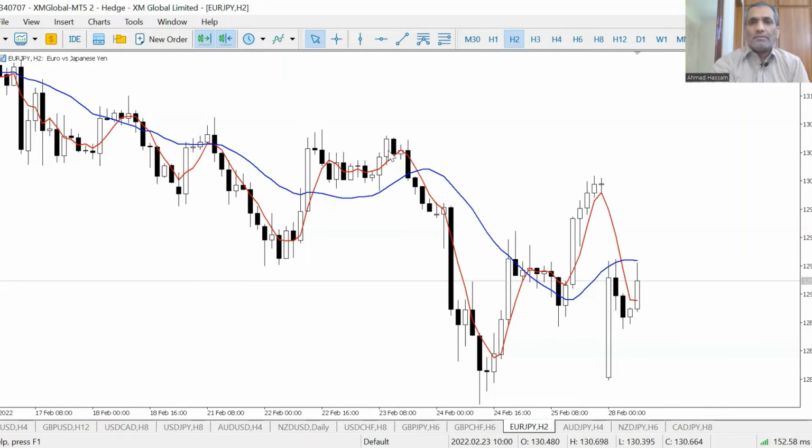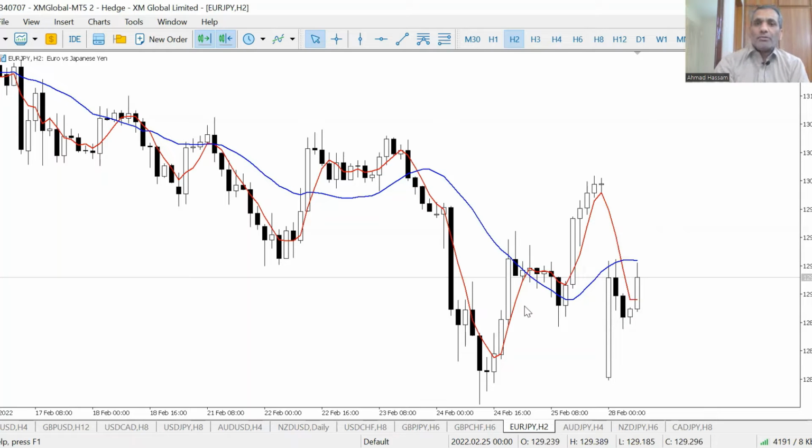This is the H2 chart, 2-hour chart. You see, first market went down 300 pips, then it went up 200 pips, and then today it has opened up a 200 pip huge gap. So if you had opened a long trade, you would have instantly suffered a 200 pip loss today if you had kept it open over the weekend.